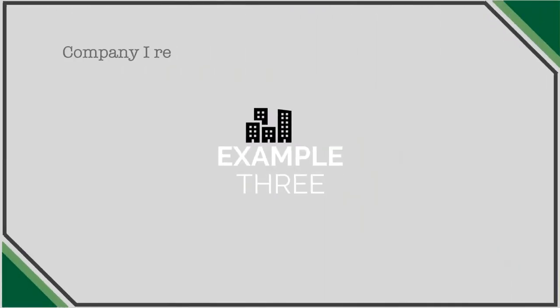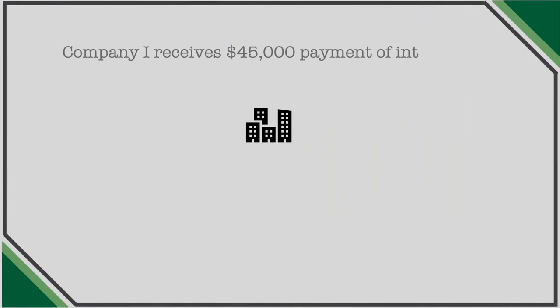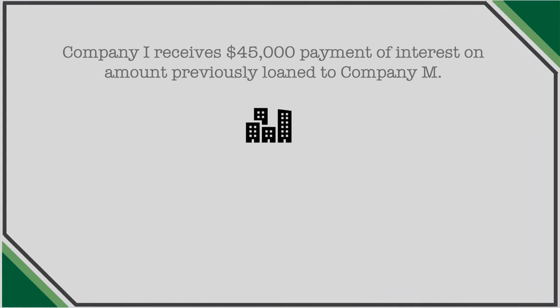Hopefully you're getting more and more familiar with this. Company I receives $45,000 payment of interest on amounts previously loaned to the company, M. What are our various accounts that are in this? First, we have $45,000 they're receiving, our cash account. The second component of this is interest. They're receiving it as interest. The fact that a loan is discussed in this transaction is irrelevant. Nothing is happening with respect to the loan. It's interest that is moving with respect to how the company is increasing or decreasing its balances.